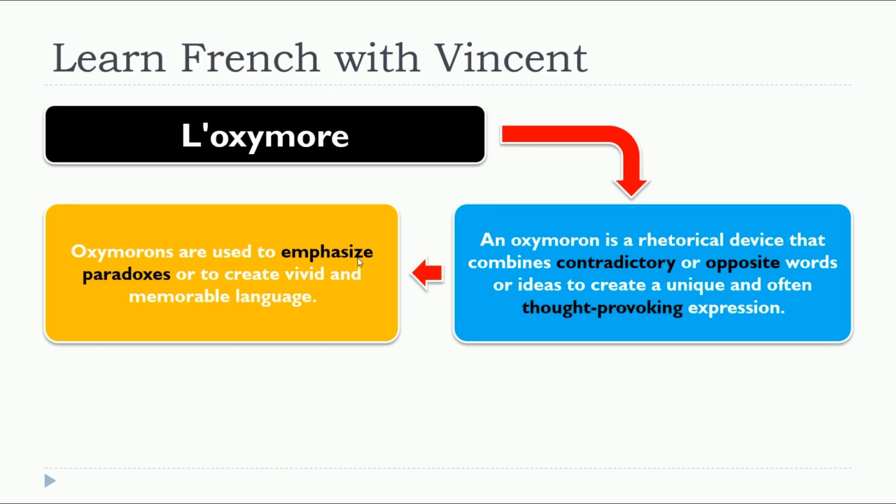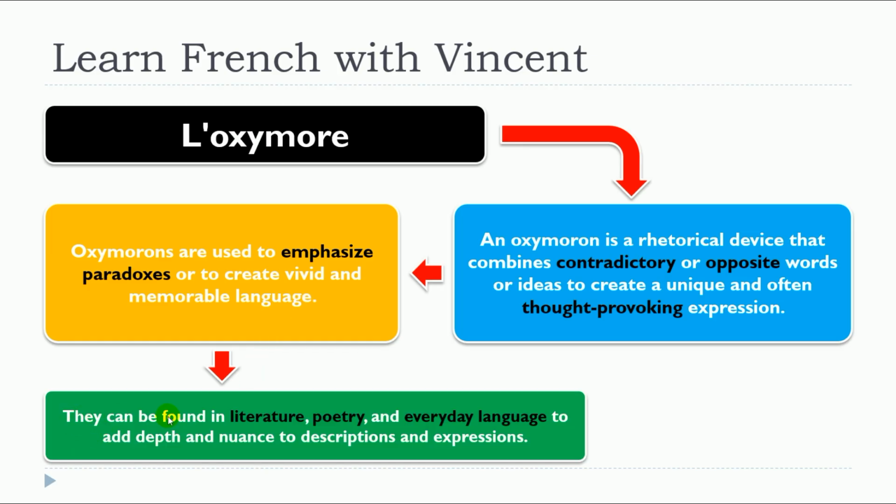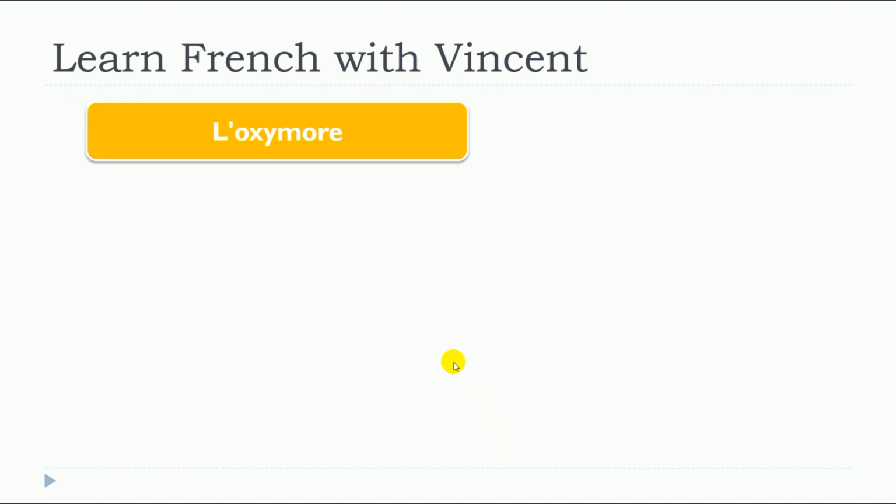Oxymorons are used to emphasize paradoxes or to create vivid and memorable language. They can be found in literature, poetry, and everyday language to add depth and nuance to descriptions and expressions. And so we will see some examples of l'oxymore.